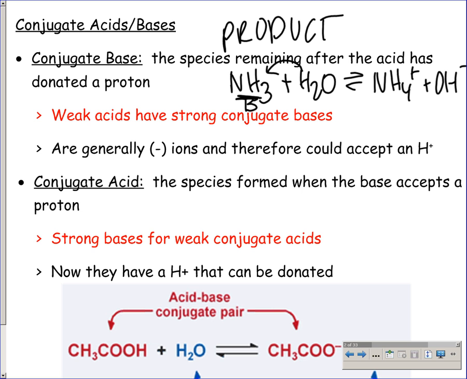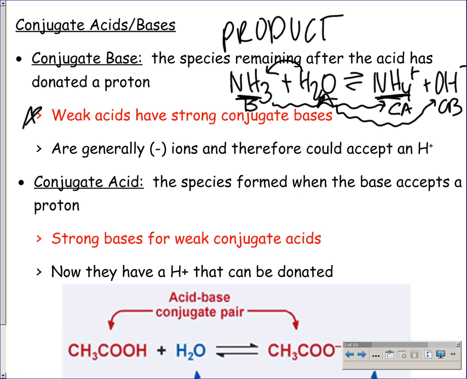So ammonia here is a base, but what you do is you travel over to the product side and see what it became. The definition of a Bronsted conjugate is the species remaining after the acid has donated a proton. So this is our conjugate acid, while this one, the acid, yields our conjugate base. So you have to just make sure you're talking about a base yields a conjugate acid and an acid yields a conjugate base. They're opposites. The stuff in red right here is important. You need to memorize this.